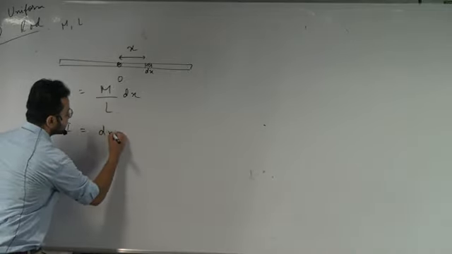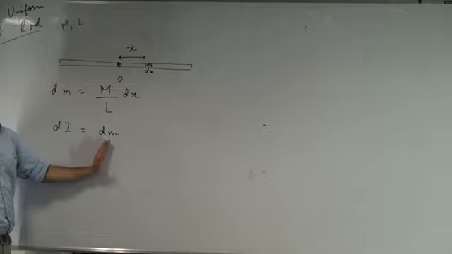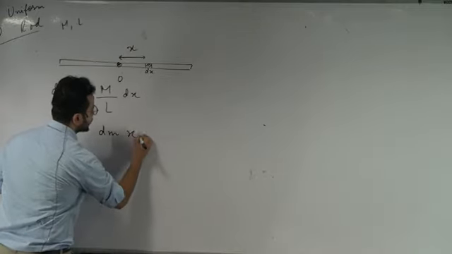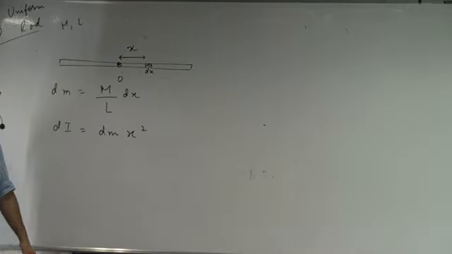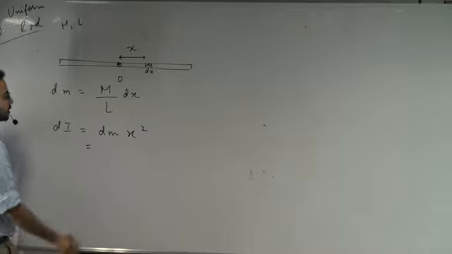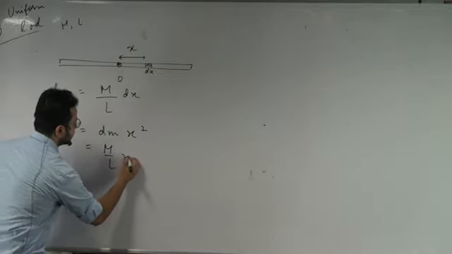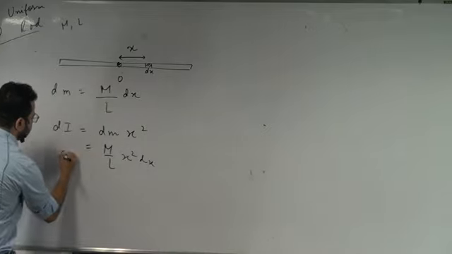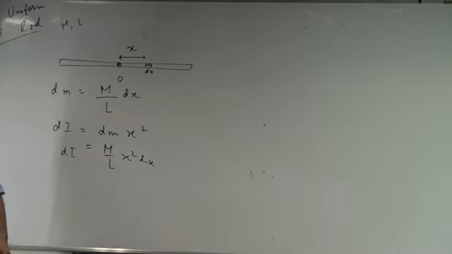So can I write that the small moment of inertia of the small element is equal to the mass, dm, multiplied by the distance x squared? So this turns out to be M by L x squared dx. Is that correct? Yes.